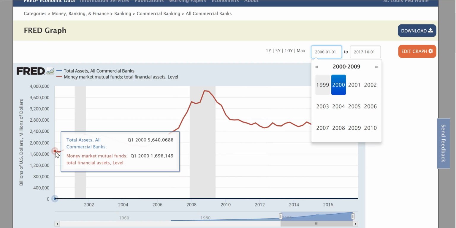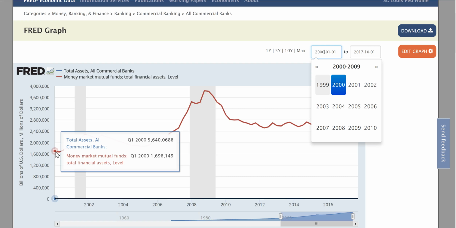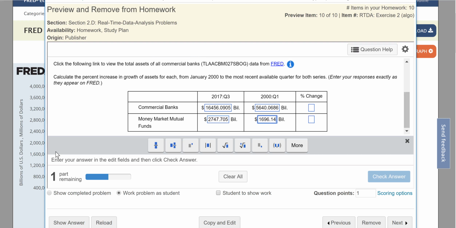The number here is 1,696,149, but that's in millions of dollars. We need to divide that number by 1,000 to get to the billions of dollars. So that gives me 1696.149.